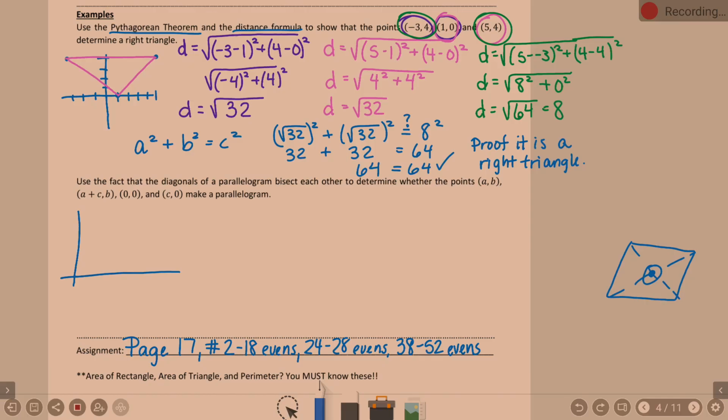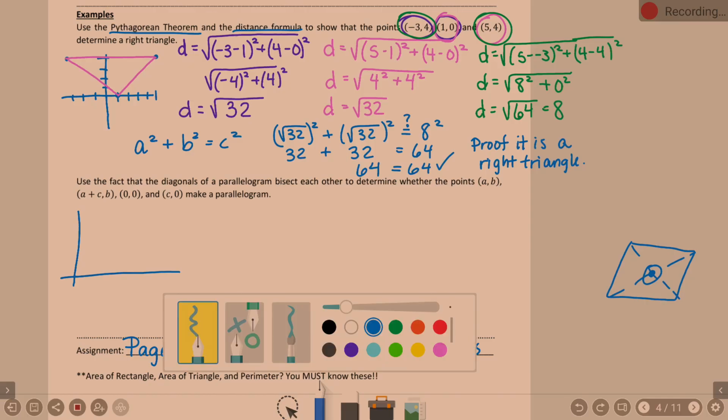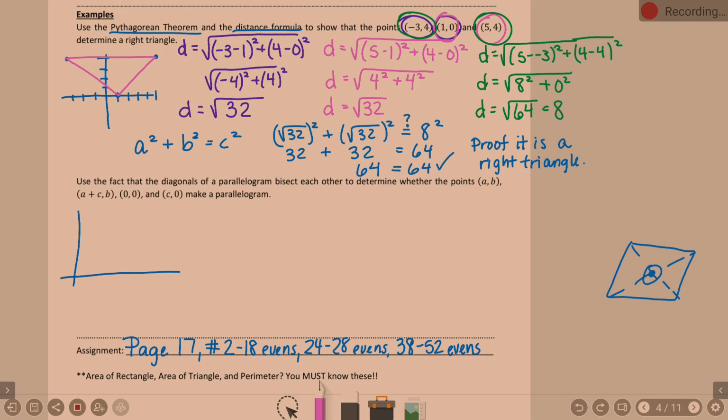Okay, so let's graph some of these points. You got 0, 0? There's 0, 0. I'm picking easy ones to get us started. C comma 0. What would C comma 0 do?